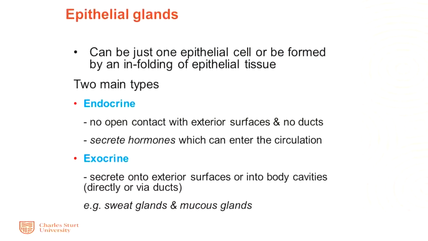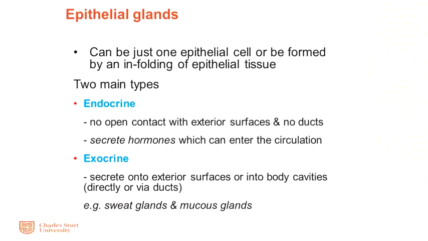So epithelial tissue can also make glands, and that means they're just specialized to secrete fluids. So an epithelial gland produces fluid and releases it from the cells into the extracellular fluid. Now, epithelial glands can be just one epithelial cell or can be formed by an infolding in epithelial tissue. There are two types of epithelial glands.